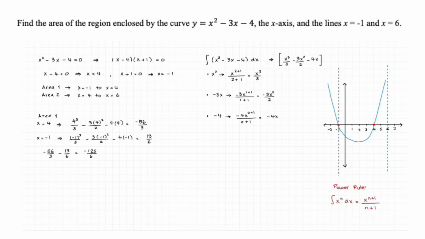As you can see, the integral is negative because it is below the axis. But since we want the area, we take the absolute value. So area 1 equals 125 over 6.